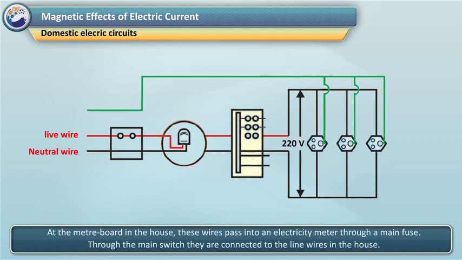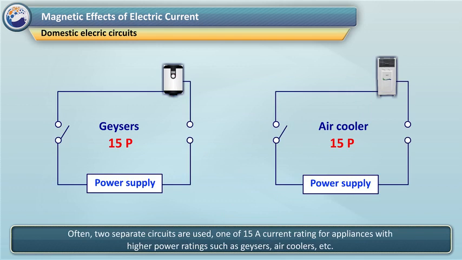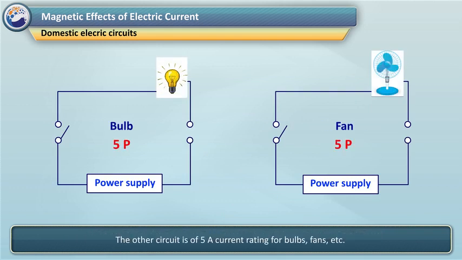At the meter board in the house, these wires pass into an electricity meter through a main fuse. Through the main switch they are connected to the line wires in the house. These wires supply electricity to separate circuits within the house. Often, two separate circuits are used. One of 15 ampere current rating for appliances with higher power ratings such as geysers, air coolers, etc. The other circuit is of 5 ampere current rating for bulbs, fans, etc.